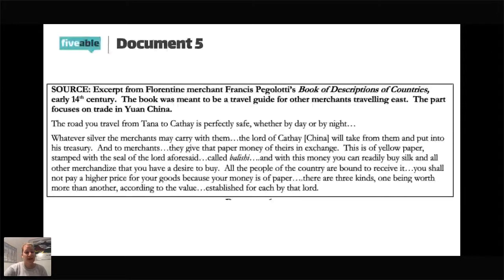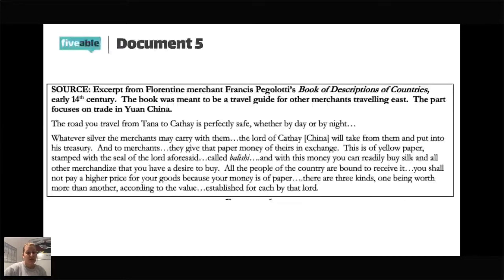Document 5, source, excerpt from Florentine merchant Francis Pegolotti, Pegolotti's Book of Descriptions of Countries, early 14th century. The book was meant to be a travel guide for other merchants traveling east. The part focuses on trade in Yuan China. So Yuan China, if you didn't recall, is the Mongol Empire of China. That was the name they took.